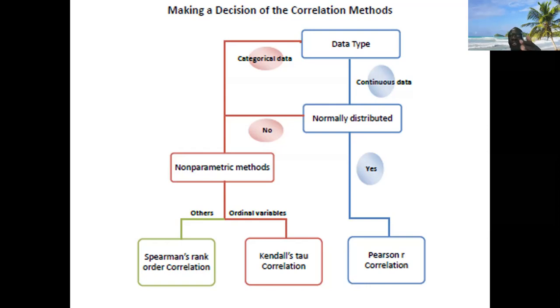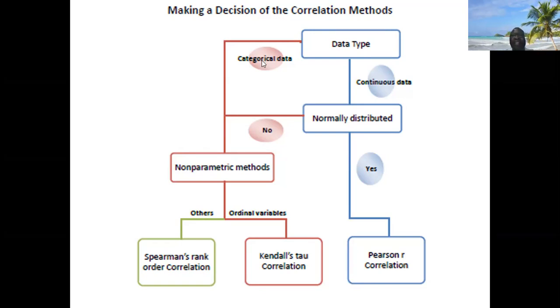If it's continuous data and it's normally distributed, you do Pearson. But if it's not normally distributed, that is non-parametric. So you now decide if it is ordinal. Well, if it is continuous before and it's not normally distributed, it cannot be an ordinal variable. So you will now use Spearman and use rank correlation.